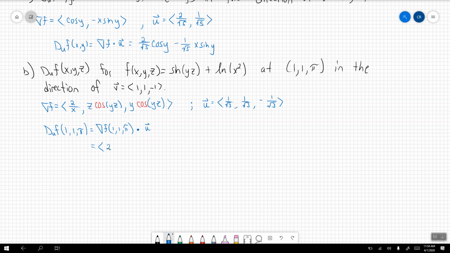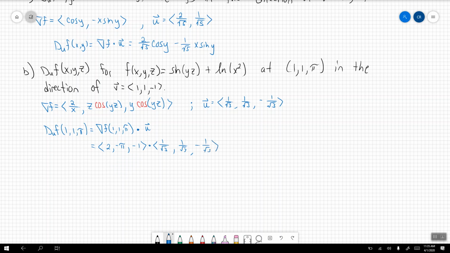That's going to be 2. Let's see, cosine: y is 1, and z is pi. So cosine at pi should be negative 1. So that's going to be negative pi. Cosine of yz, again cosine at pi, is negative 1, so negative 1 times 1 in this case is negative 1. And we're going to take the dot product with 1 over root 3, comma, 1 over root 3, and finally negative 1 over root 3.